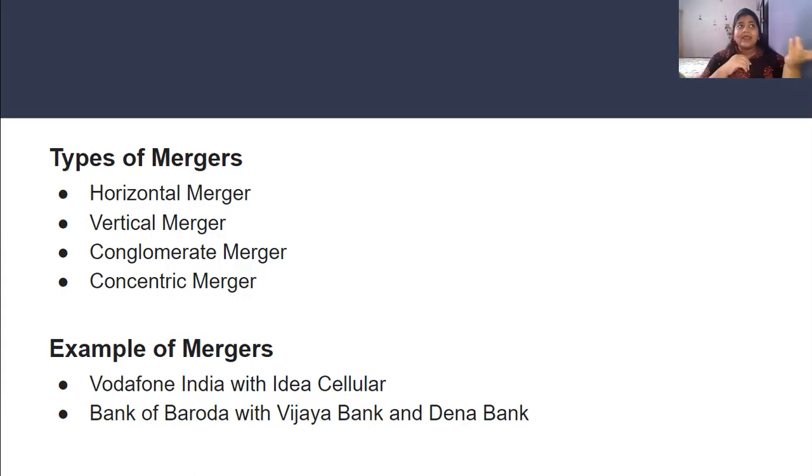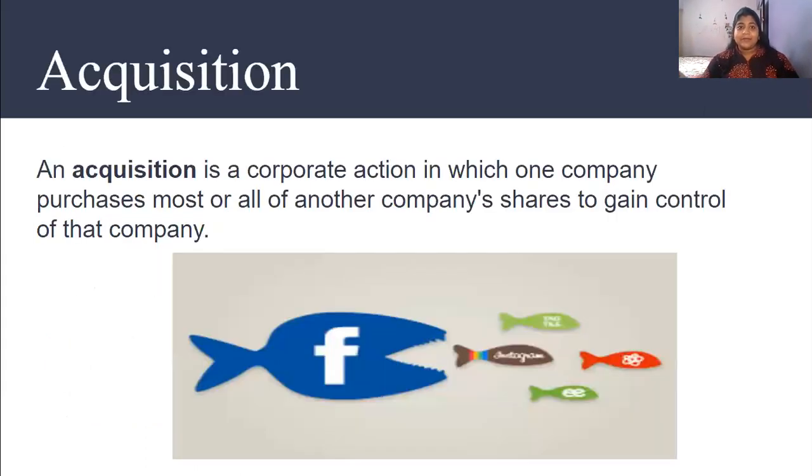For example, company A is into providing music. Company B is in the movie industry. They show movies, they telecast movies and other display units. So company A and company B get together, mix that, and produce it as one service. Instead of two different services, they give you one single service. That is concentric merger. Examples of mergers, especially in India, are Vodafone India merged with Idea Cellular, and Bank of Baroda with Vijaya Bank and Dena Bank. These are the famous mergers of Indian companies.